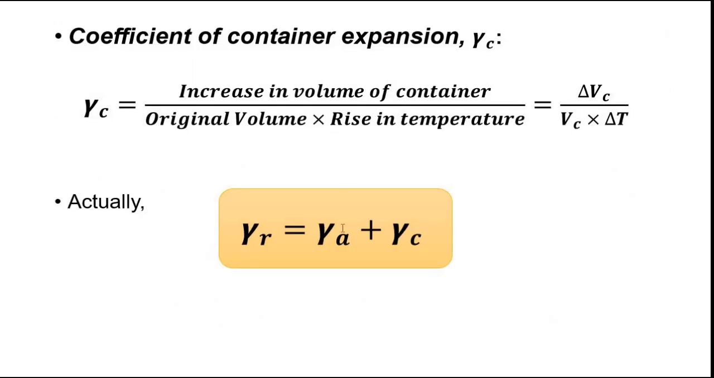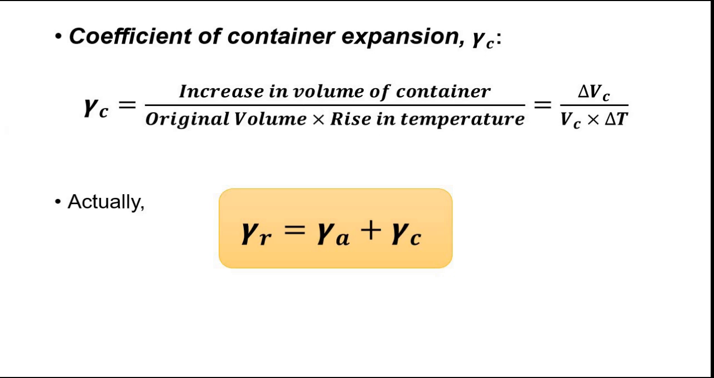So the coefficient of real expansion is the apparent expansion plus the container expansion. We also have to take into consideration the container in which the liquid is present. So the increase in volume of that container, divided by the original volume and the rise in temperature, the coefficient of thermal expansion of that container, is also taken into consideration.